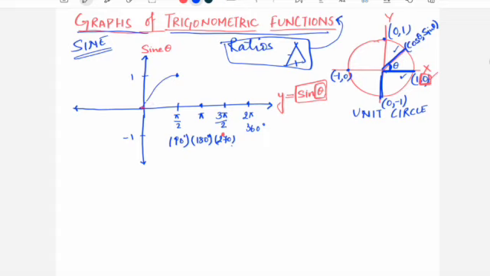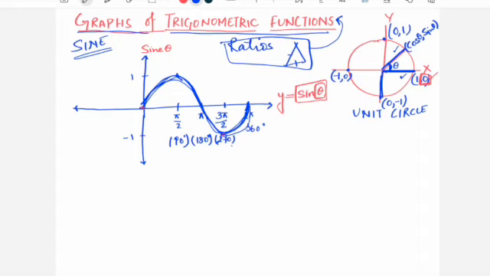If we join the curve here, we get a beautiful sine curve. Mine is not that beautiful, but you get an idea of what I'm saying. Now in the next part we are going to do the transformation of these sine functions. So hang in there.